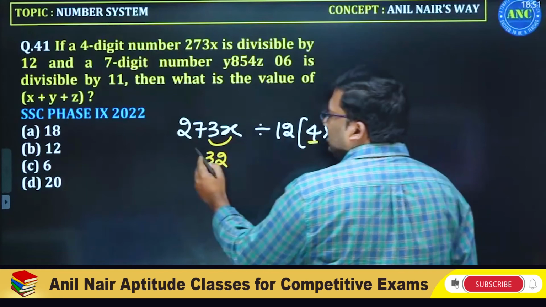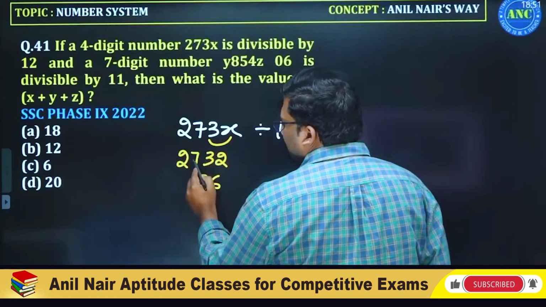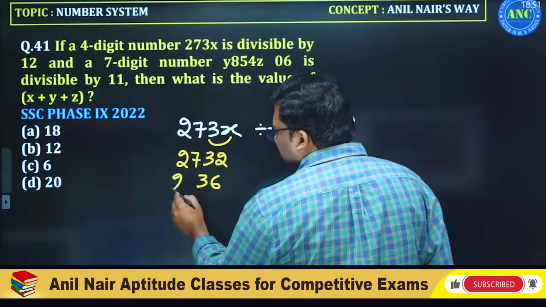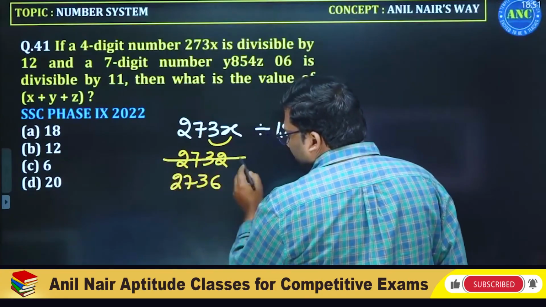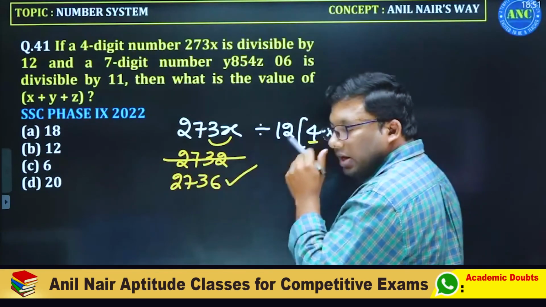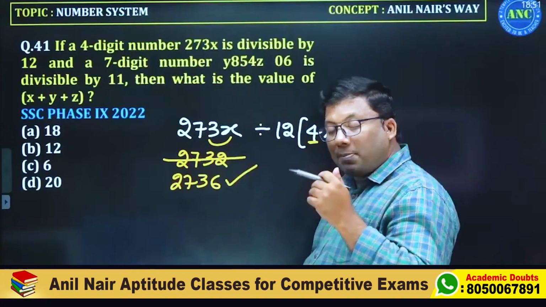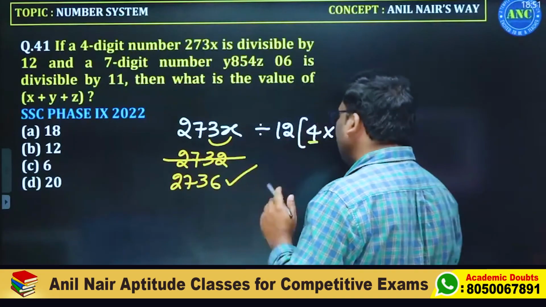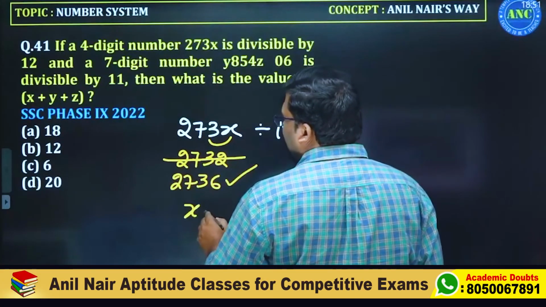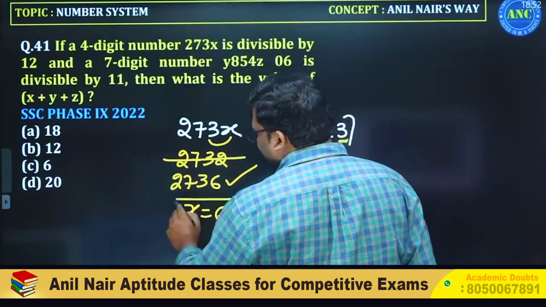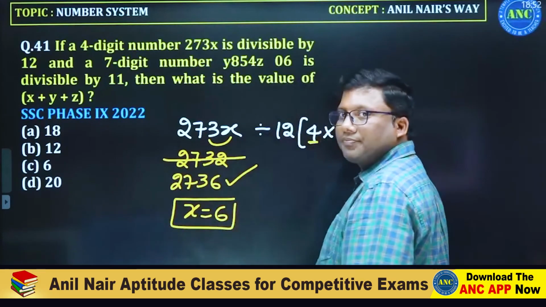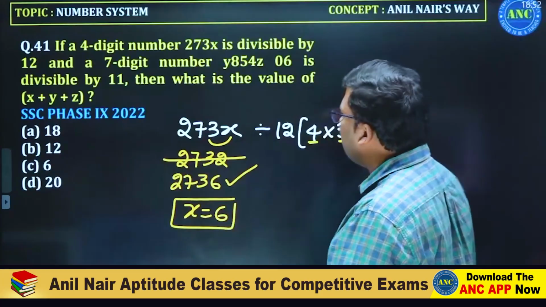For 3, the sum of the digits should be divisible by 3. 2 plus 7 plus 3 plus 6 is divisible by 3. By applying the divisibility rule of 4 and 3, I got the value of x as 6. I hope the idea is clear.